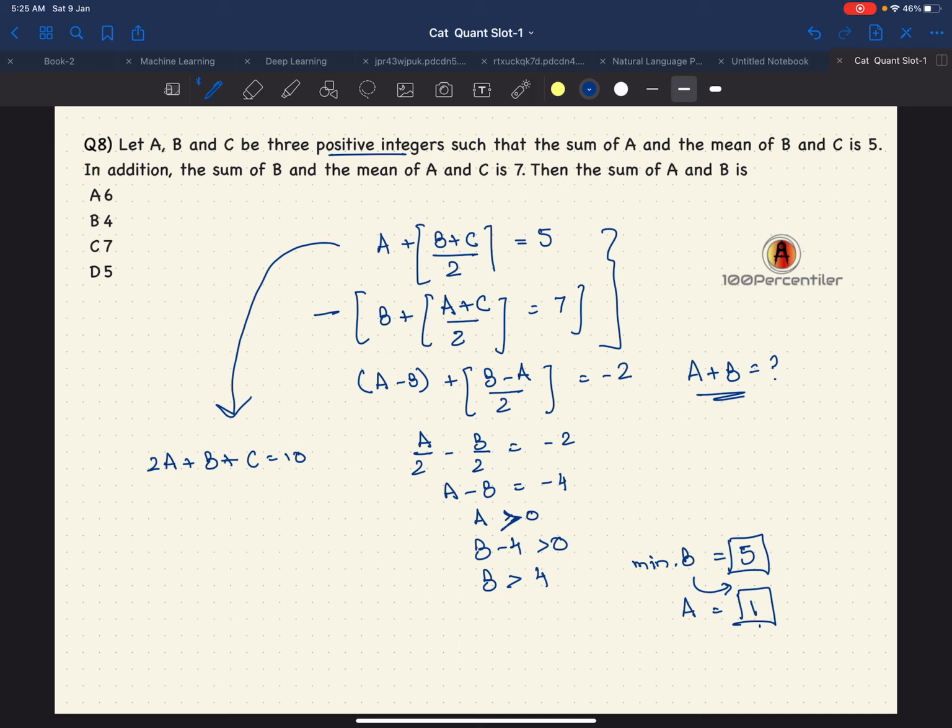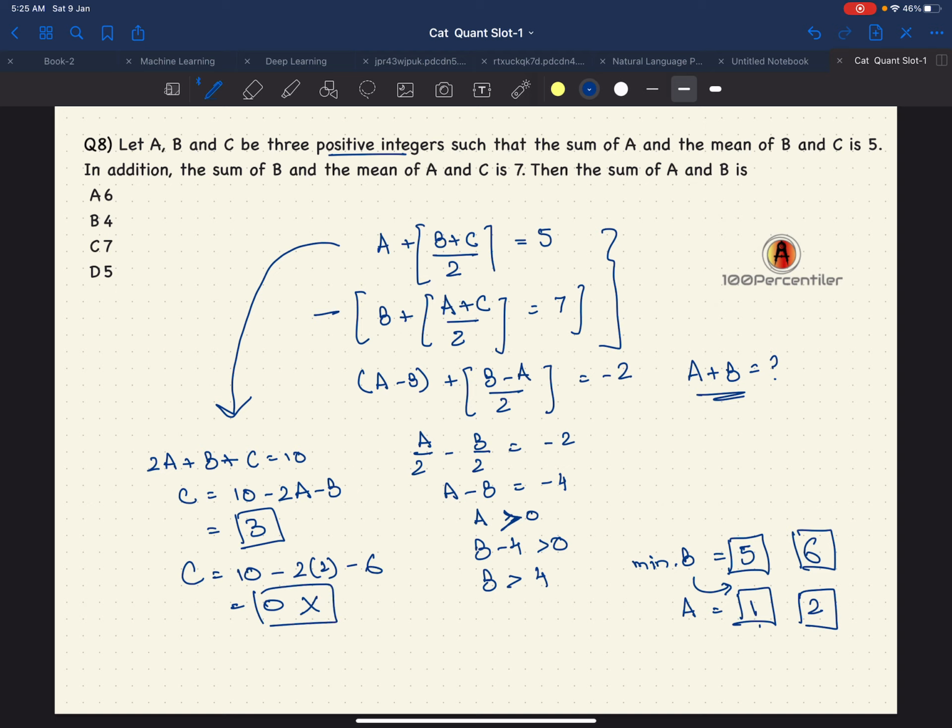So let's put all these values here. C is nothing but 10 minus 2a minus b, which will become 3 in this case. Now let's take the next possible value, b equal to 6. Then a will be equal to 2 and c will be equal to 10 minus 2 into 2 minus 6, which is 0. But this is not a possible value because c also has to be a positive integer. Therefore this is the only possible set of values here, and therefore the sum is equal to 6.